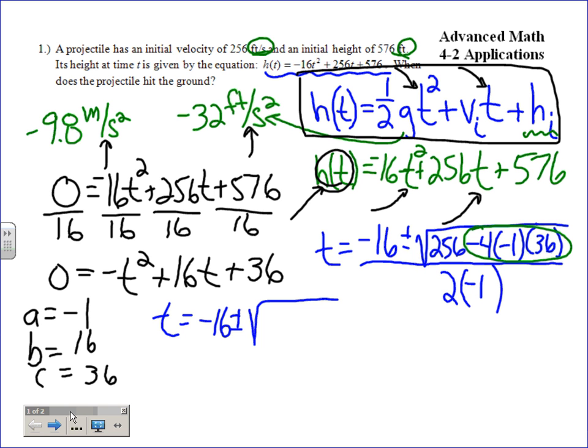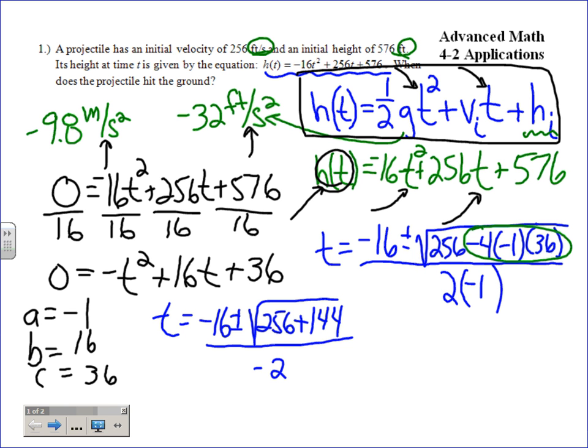And I say, all right, I know it's 256 plus something, right? So 256 plus, well, what is 4 times all that there? 4 times 36? I think it's 144, isn't it? Right? Yeah. All divided by negative 2.